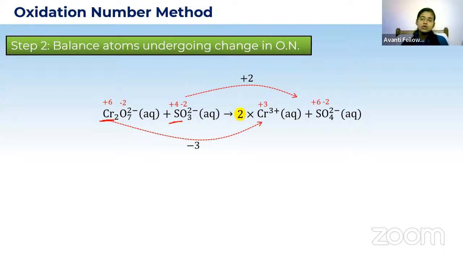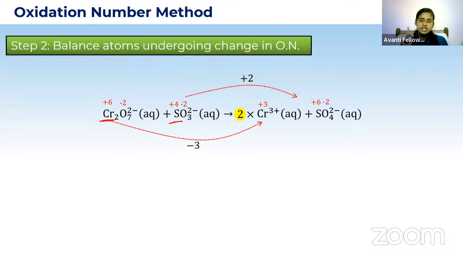And if you look for the sulfur, we have only 1 sulfur in left hand side and 1 sulfur in the right hand side. So sulfur is already balanced. So I am balancing only the atoms of chromium, just by multiplying it with the number 2. Clear for all of you? Shall I go for the third step?